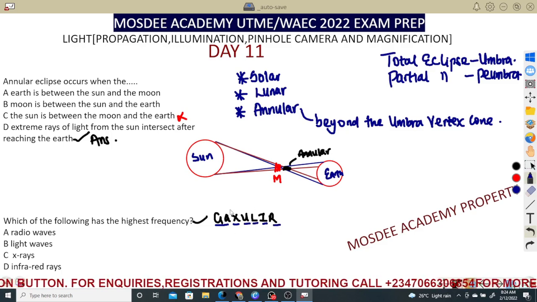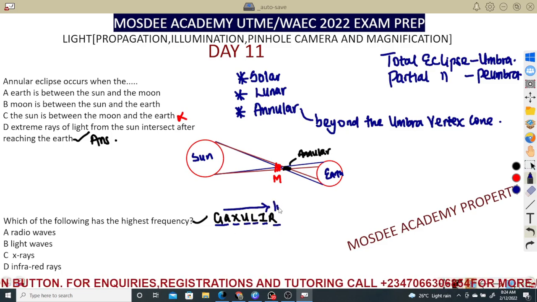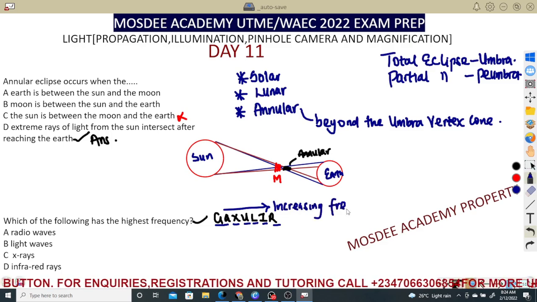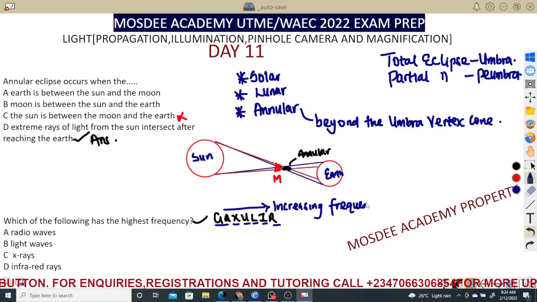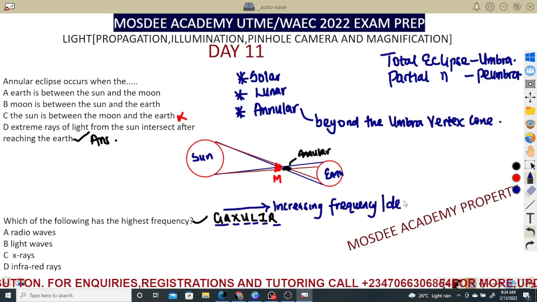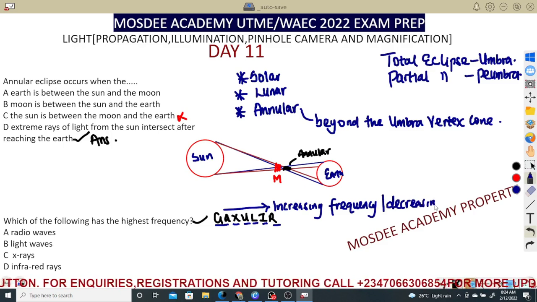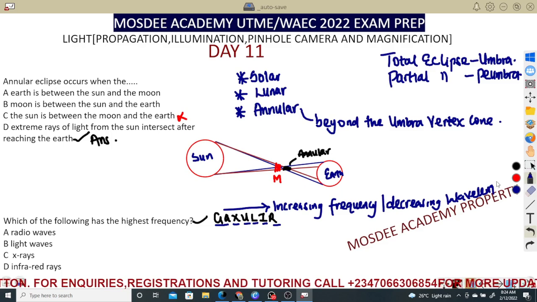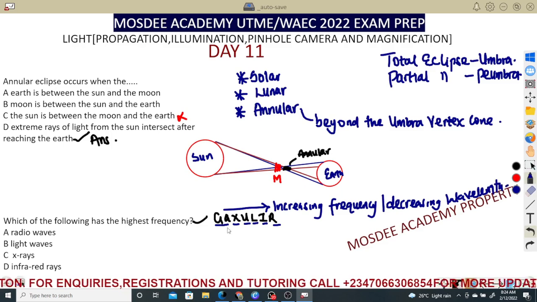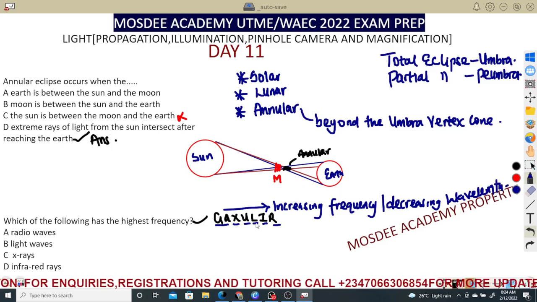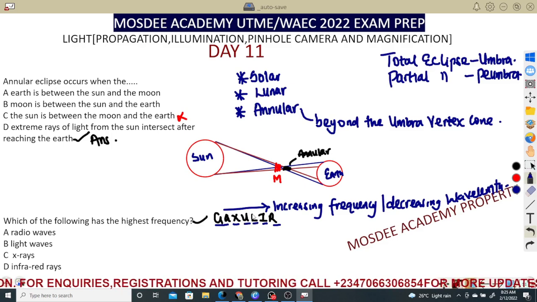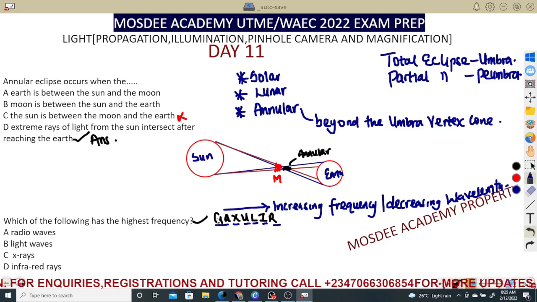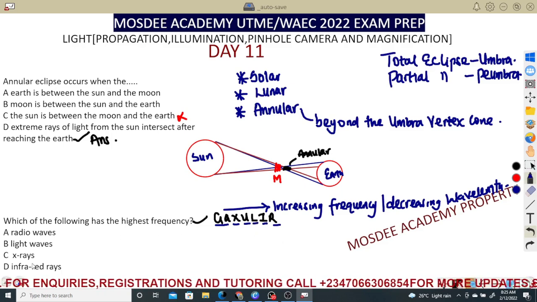So this is arranged in terms of what? Increasing frequency and decreasing wavelength. So for those of you that are seeing this for the first time: gamma ray, X-ray, ultraviolet, visible light, infrared, and what? Radio. Dispersion of light is a topic we are going to focus on as well. This is just which of them has the highest frequency amongst this list.